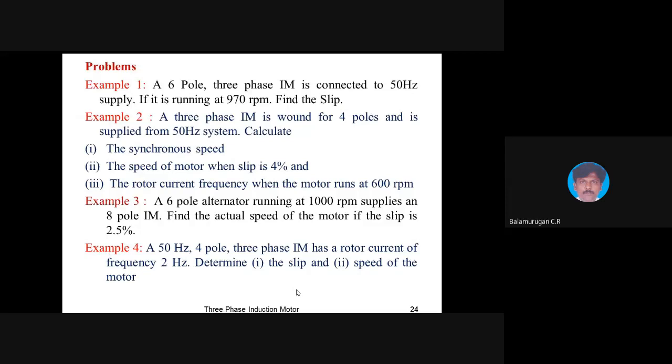So second problem. Pole is equal to 4 pole and frequency is 50 Hertz. So you are supposed to find what is Ns, N at slip 4%, and the third subdivision, rotor current frequency. You can write the formula Ns is equal to 120 F by P. Frequency and poles are given, you can find the Ns. Slip is equal to Ns minus N divided by Ns into 100.